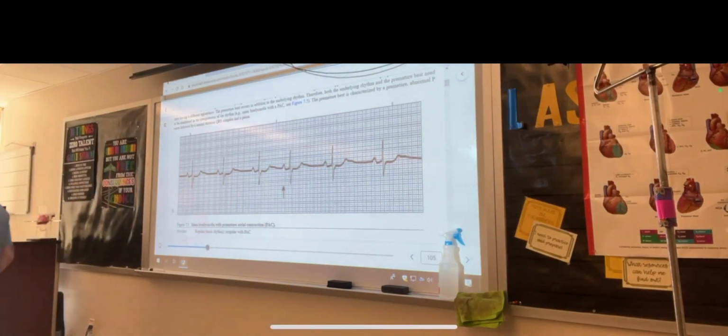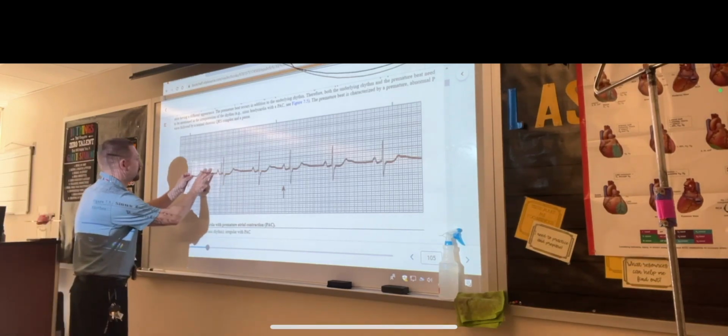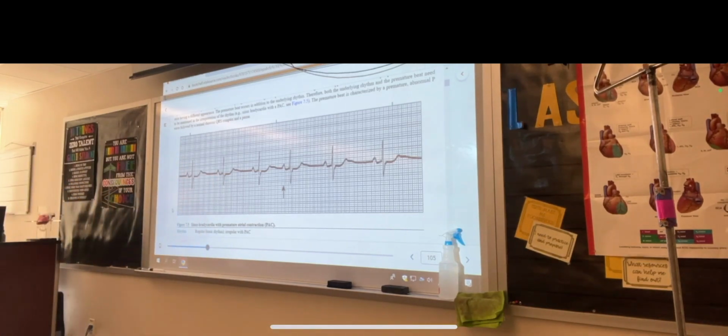So for this one, let's do our steps. What's the rate? Okay. What do we think about our P waves in general? They're all the same shape. They look pretty regular. Okay. Let's see our R to R in general. Oh, too long for that. Okay, so remember, premature. It always happens early to qualify.